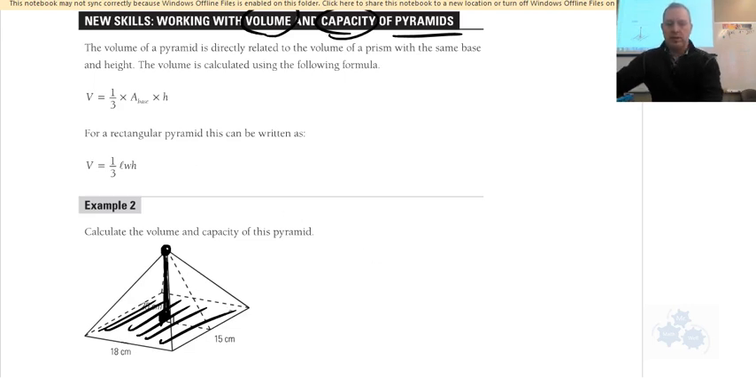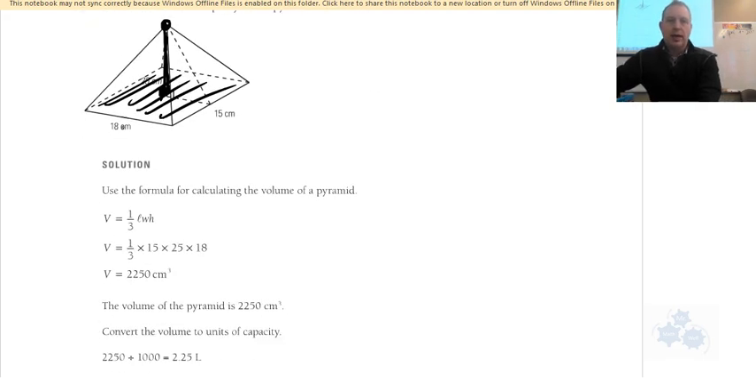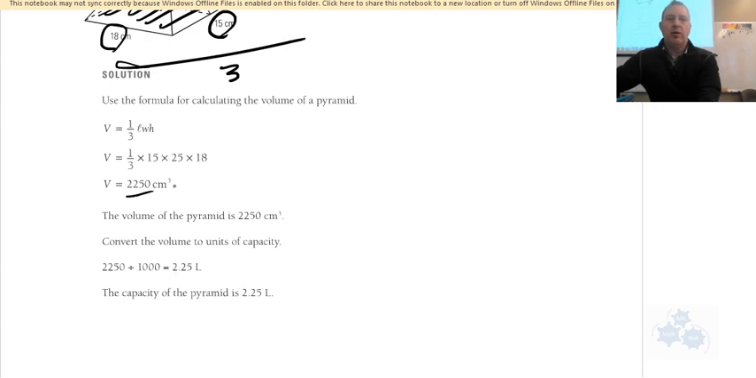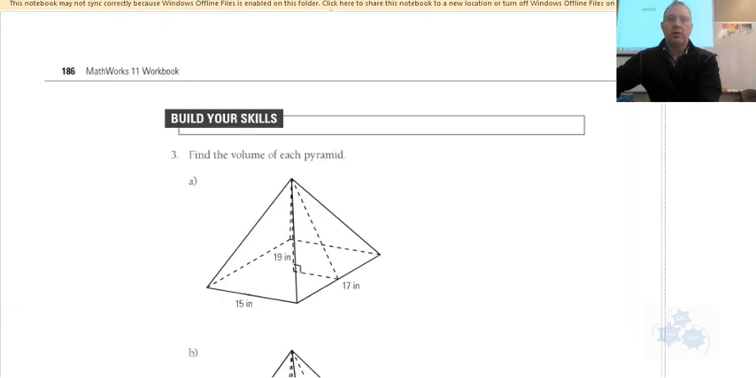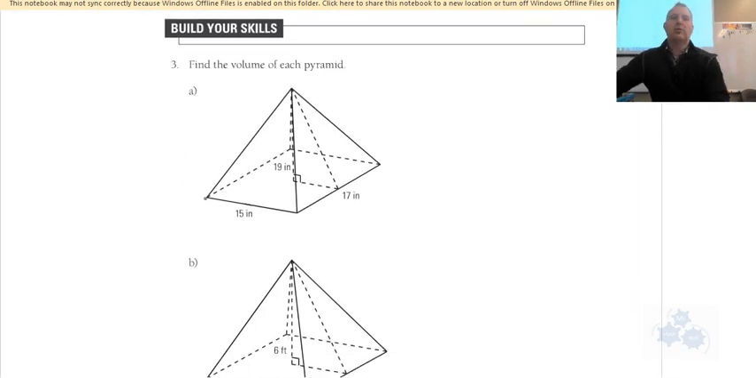If we have a pyramid that looks like this right here, it's as simple as 18 times 15 times 25, the height, and then divide that all by 3, and you get your volume. Okay? If we want to convert that to capacity, as long as we're in centimeters cubed, we just divide by 1,000 to get liters. So centimeters cubed divided by 1,000 gets us liters. Just remember that.